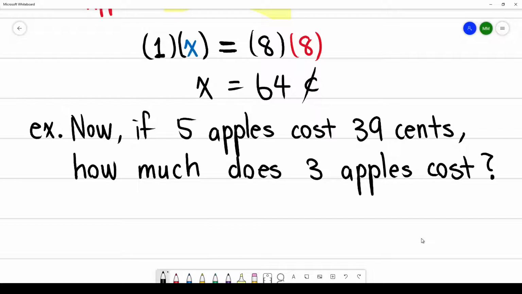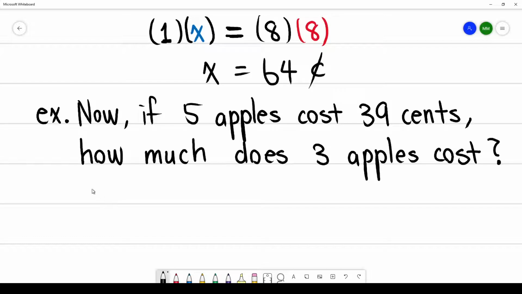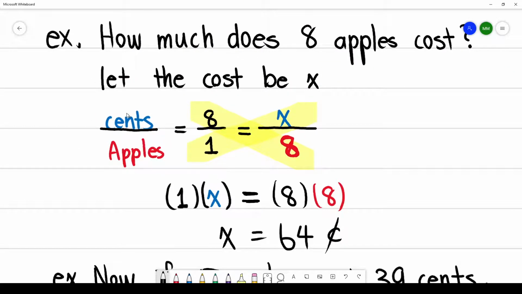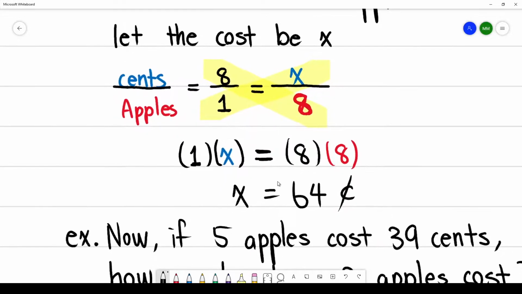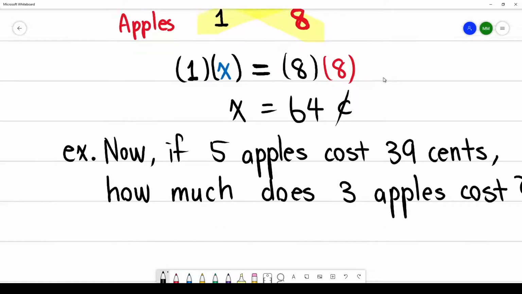So what you would do? Now, I'm going to write out the proportion again. If you can see over here, it actually doesn't matter if I put apples on top or cents on the bottom, because either way, when we cross multiply, the things are going to group together on one side, and it doesn't matter what side the product is. Like 8 times 8 could be on this side, and then 1 times x could be on the other side, and that doesn't change anything.